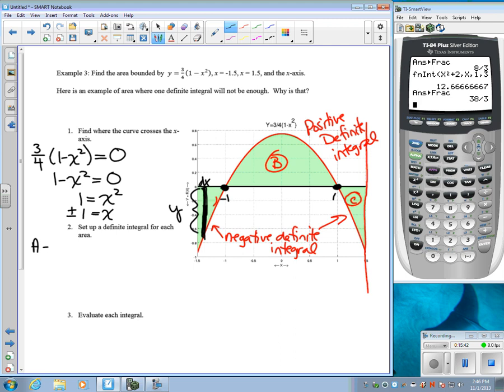So region A will be a definite integral. Again, my width is going to be dx, which means my bounds here and here will have to be x values, and those x values are going to be -1.5 to -1, and then my height will be my y value, and that will be 3/4 times (1 minus x squared). Now, this region, when I find this area, is going to be a negative value, which I'm going to have to adjust for when I'm finding total area.